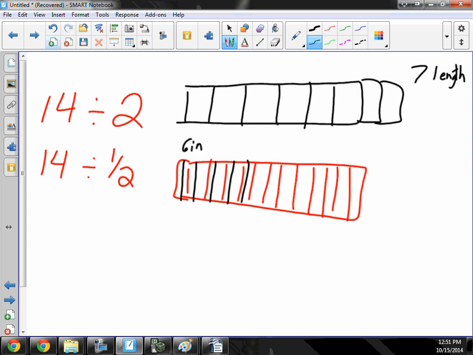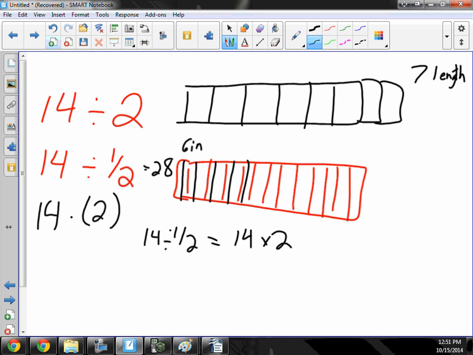Is there a way to take 14 and times it by a number to equal 28? What would be 14 times 2? And 2 happens to be the reciprocal of 1/2. So 14 divided by 1/2 is the same thing as 14 times 2. If you had a 14-foot board and you were cutting it into 3/4 of a foot lengths, so that would be a division, you'd flip it upside down, 14 times 4/3, and that would tell you how many boards there are.